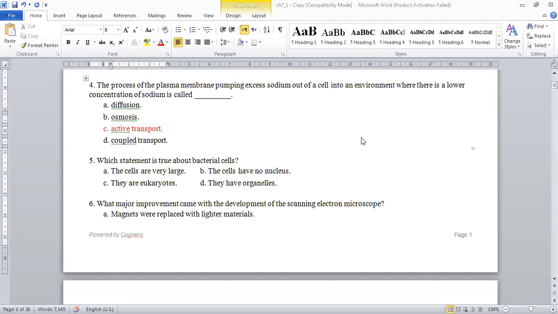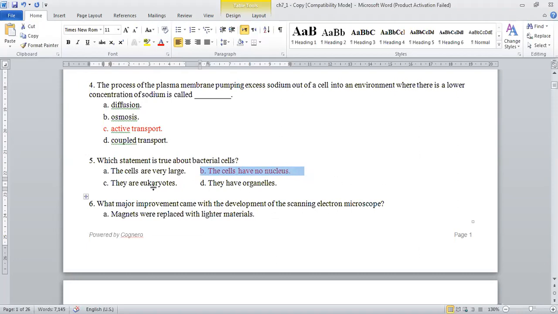Question number 5: Which statement is true about bacterial cells? The answer is D. Which one? B, they have organelles? The correct statement is the cells have no nucleus. We said they are prokaryotic, right? So they have no nucleus. Excellent.